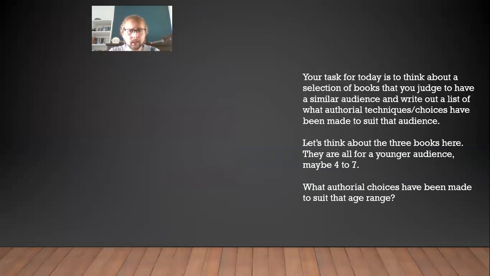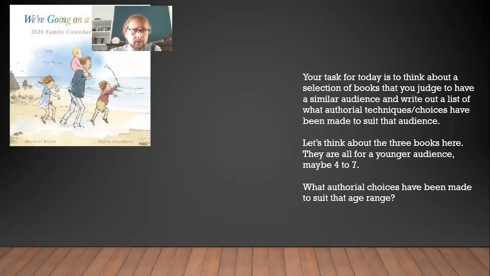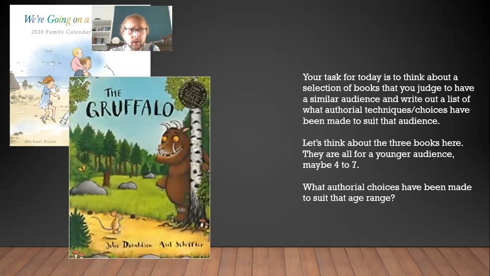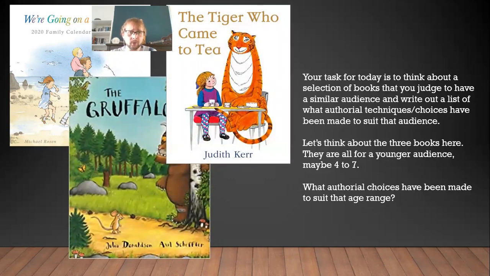So today, your task is, I'd like you to think about what the author's choices are on some books that you've read in the past, or some books that you're aware of or have been read to you. Why do authors make those choices? And to give you an example, 3 books here. We're Going on a Bear Hunt, The Gruffalo, and The Tiger Who Came to Tea. These are all books designed for a younger audience, 4 to 7, that sort of age. Young primary school age children, year 1 and year 2 kind of age, maybe year 3 a little bit.